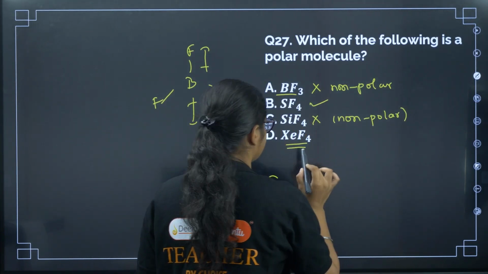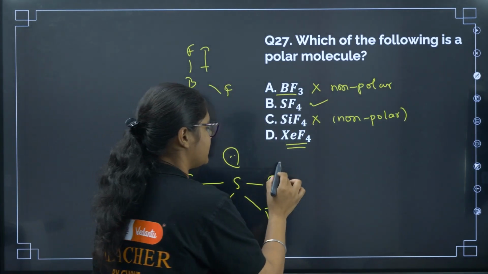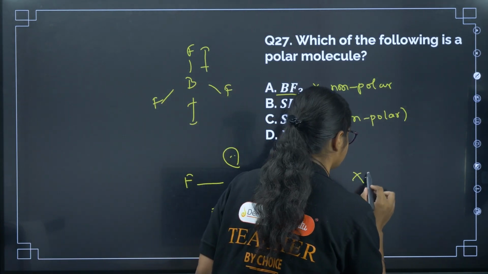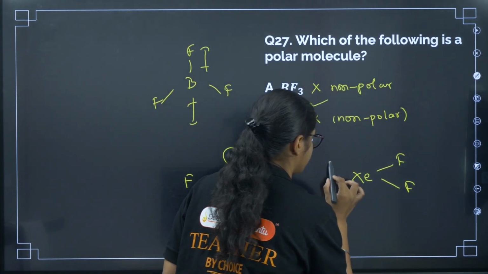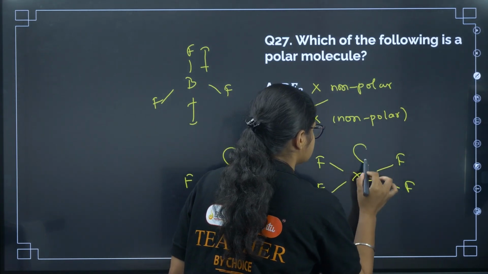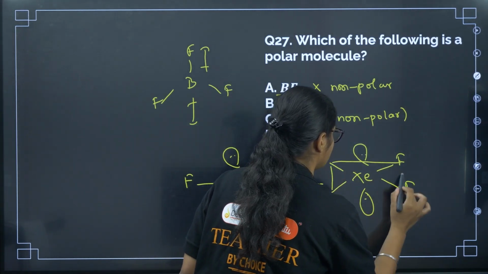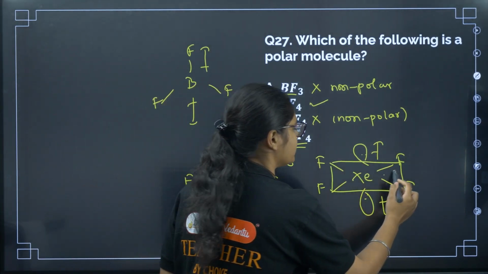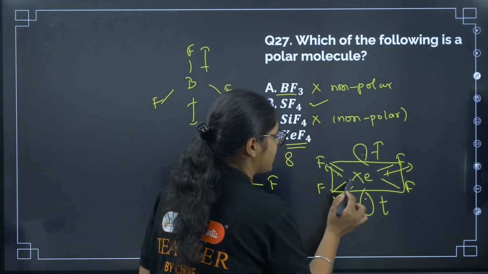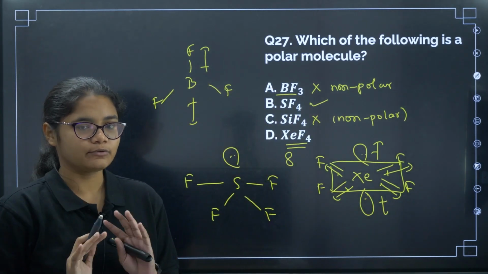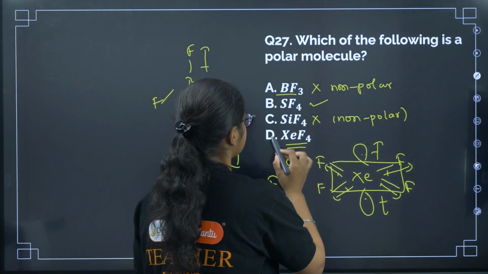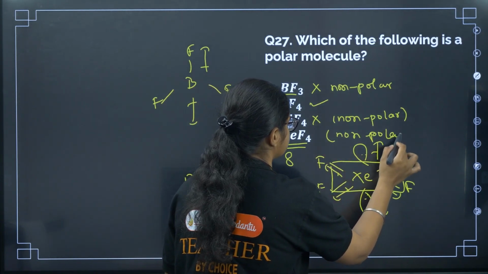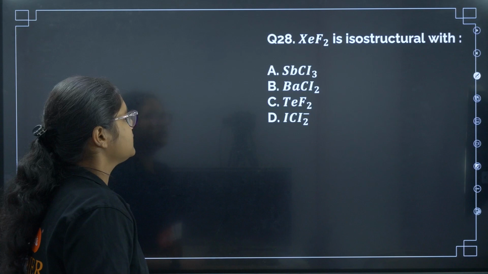And in XeF4, xenon has 8 valence electrons. 4 is used in bond formation and we have square planar structure for this one, right? So the XeF4 structure is square planar, with this lone pair the dipole moments will get cancelled, and all the fluorine dipole moments will also get cancelled as they are in opposite direction and equal magnitude. So the correct answer for this question will be option number B. All other options are your non-polar molecules. So let us see next question.